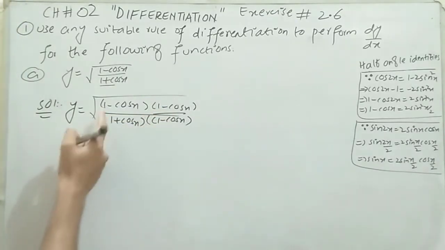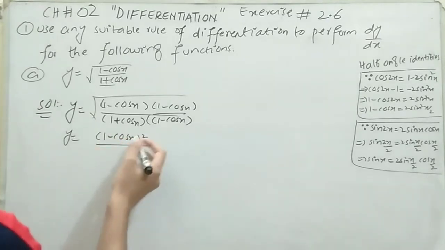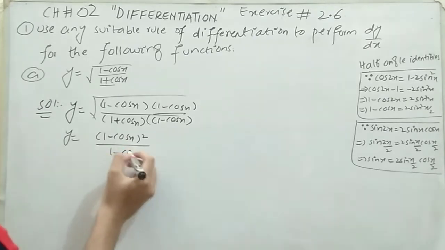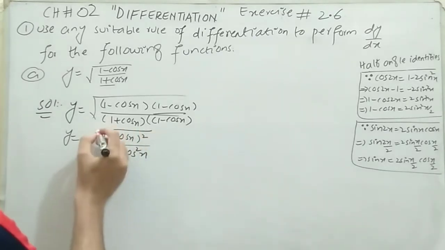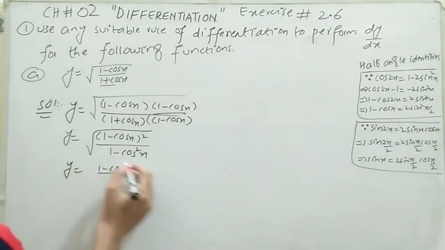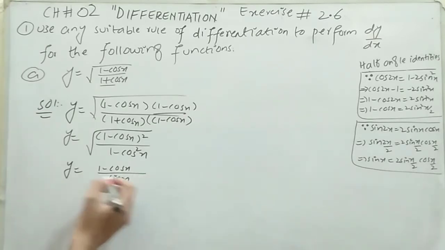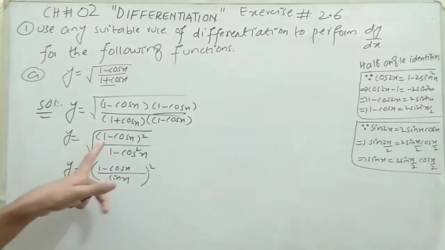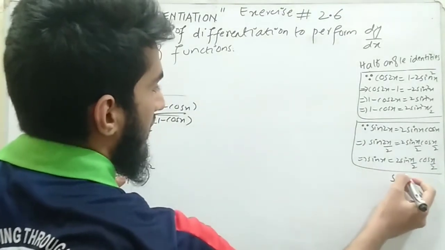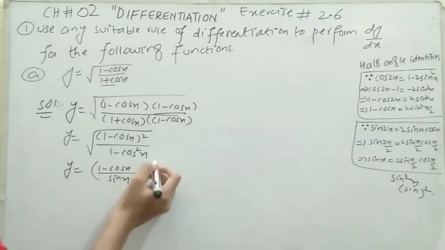So it becomes y is equal to under root of (1 minus cos x) whole square in the numerator. In the denominator, we use the formula (a plus b) into (a minus b), which gives us 1 minus cos square x, according to the a square minus b square formula. So it becomes y is equal to (1 minus cos x) whole square divided by 1 minus cos square x, which is actually equal to sin square x and can be written as (sin x) whole square, under the root.